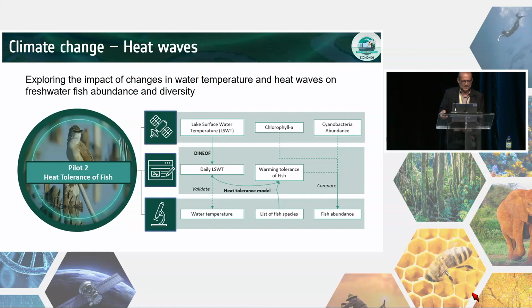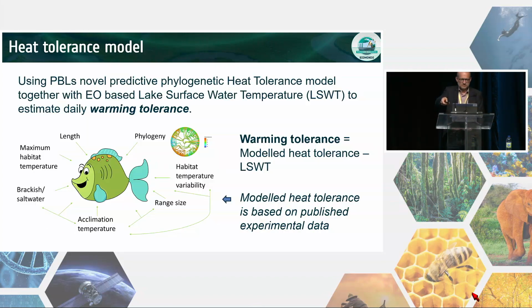So the second pilot that we did was related to climate change, and here we tried to explore the impact of changes in lake surface water temperatures on freshwater fish abundance and diversity. For this, the team developed phylogenetic regression models, developed by PBL, one of the partners of the project, to estimate the heat tolerance of the fish species.